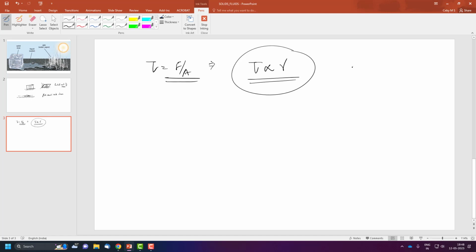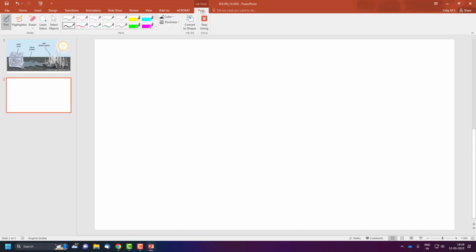But for fluid, the shear stress is proportional to the strain rate, d gamma by dt. So we discussed the shear strain and shear strain rate. So tau is proportional to gamma for solid, and tau is proportional to d gamma by dt for fluid. These are the basics.